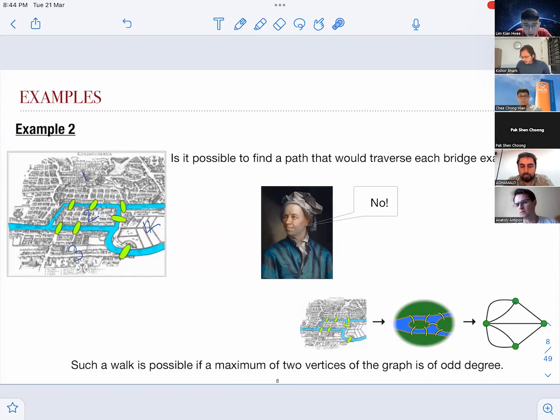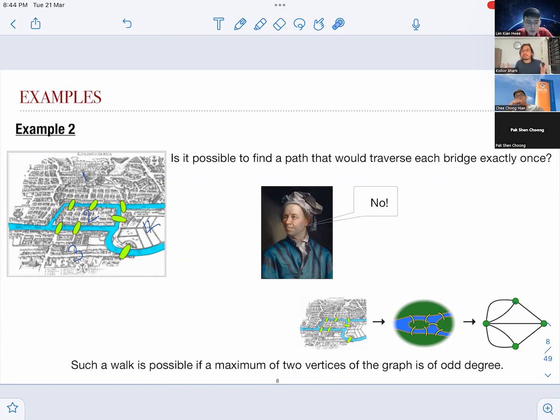But you see that there are vertices of odd degree. Here the degree is 3, here the degree is also 3, here also 3, and here the degree is 5. So basically, a maximum of 2 vertices should be of odd degree in a graph; only then is such a walk possible. As you see, this condition is not satisfied here, so such a walk is not possible.